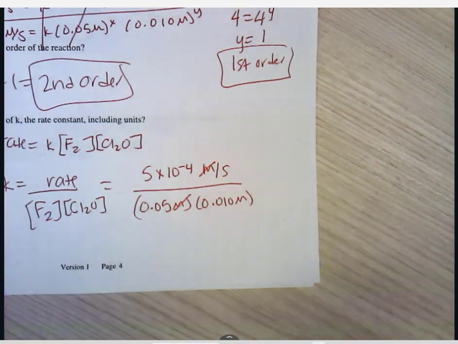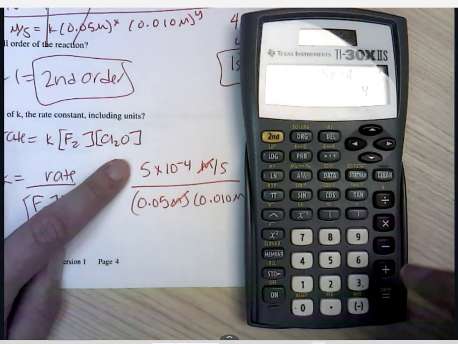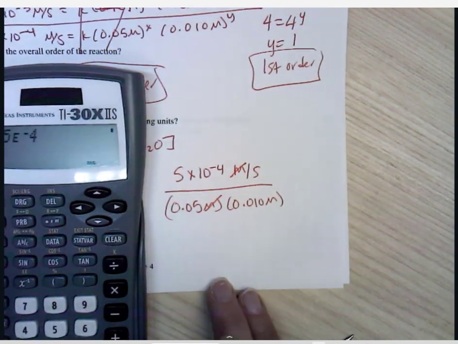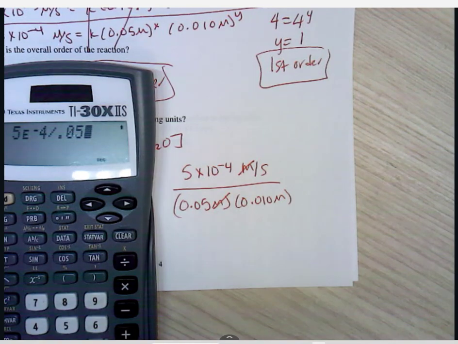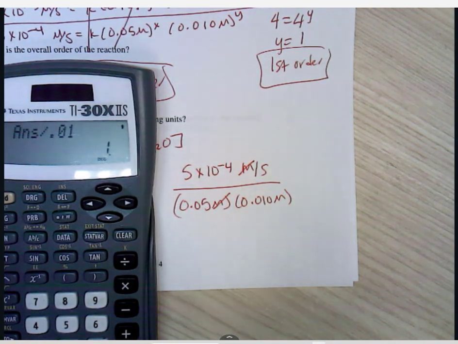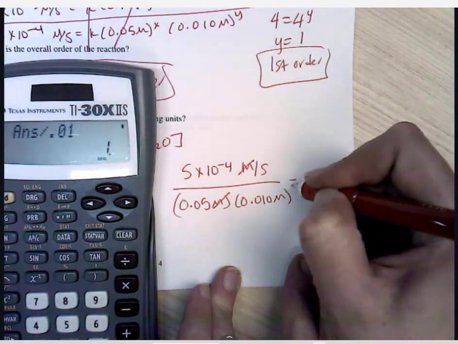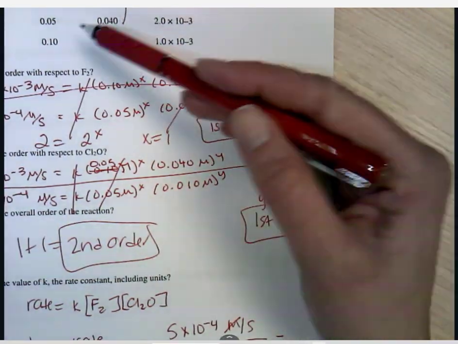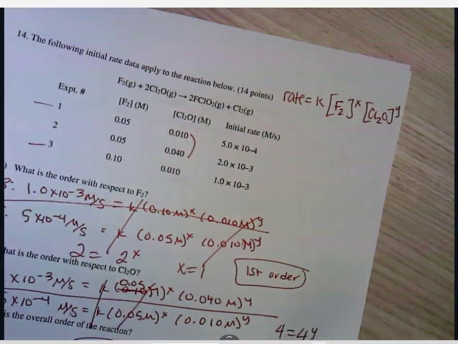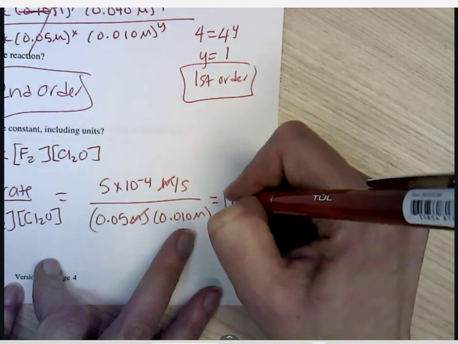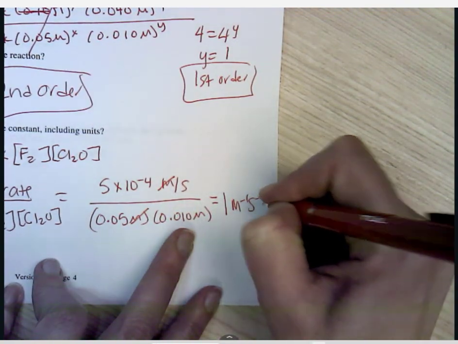One of these molarities will cancel. I've got 5 times 10 to the minus 4 divided by 0.05 and divided by 0.01. And so I get 1 as the number in my calculator. When I go back and look, though, I probably have 1 or 2 sig figs. I guess this only has 1 sig fig, so I'll just leave it at 1. And then my units would be molarity on the bottom, or I can write -1 and seconds on the bottom.